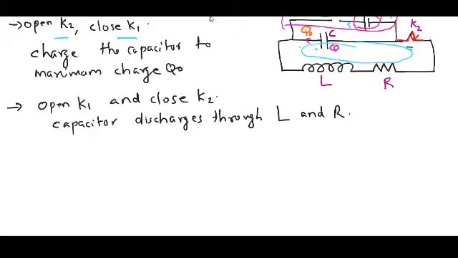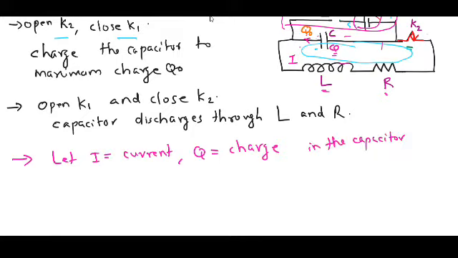Discharge means the charge starts to flow from one capacitor plate to the other capacitor plate through this inductor and the resistor, and let Q be the charge at any instant of time on the capacitor plate, and I be the current at any instant of time that is flowing through the circuit, at any instant during discharge.